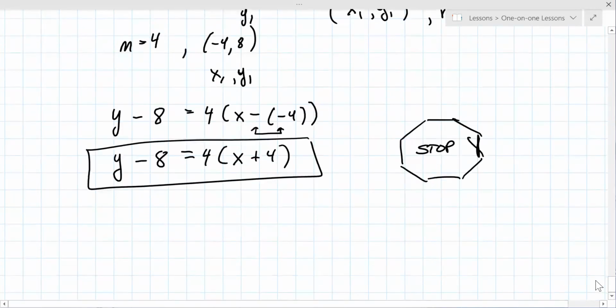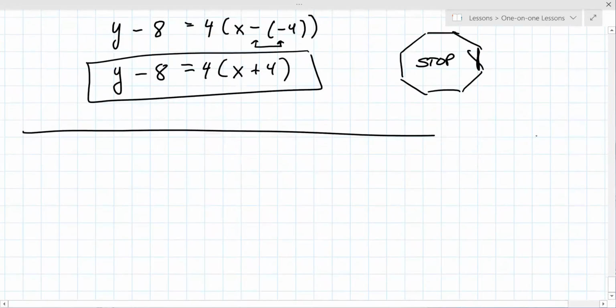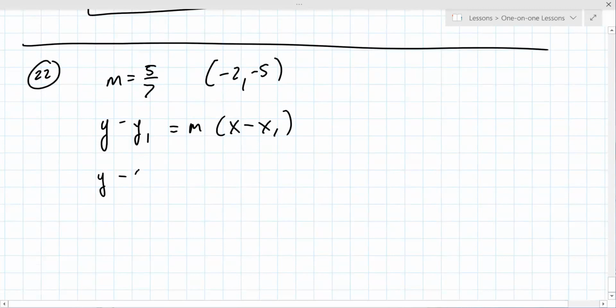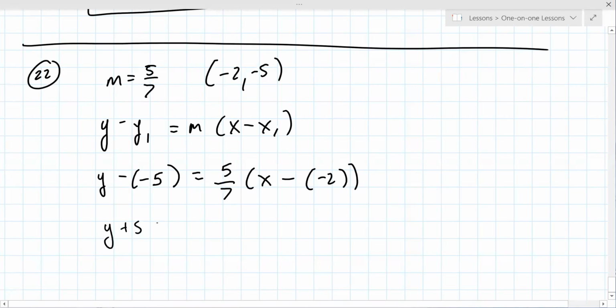So let's look at 22. 22 gives you the slope again. The slope is 5/7, and it gives you a point, -2, -5. y minus y1 equals slope times x minus x1. So this time y1 is negative, so I'm going to write y minus -5 in parentheses, your slope 5/7, x minus parentheses -2. This time you have to reduce both the left and the right side because of the negatives. So it'll look like y plus 5 equals 5/7 times x plus 2.